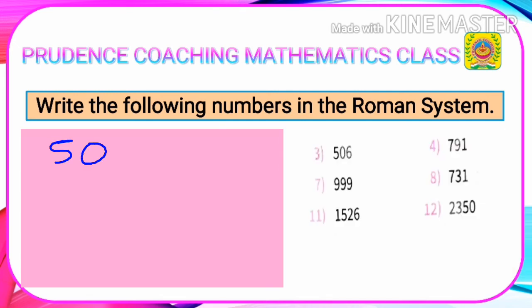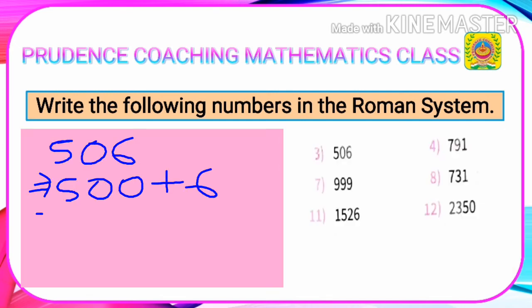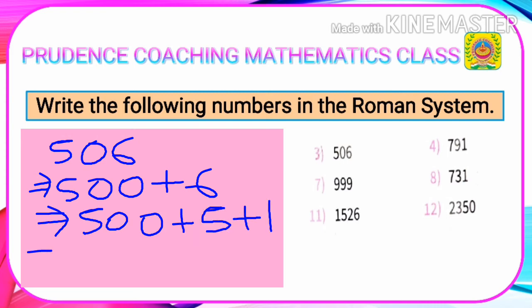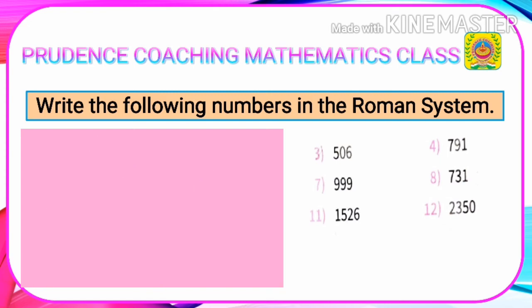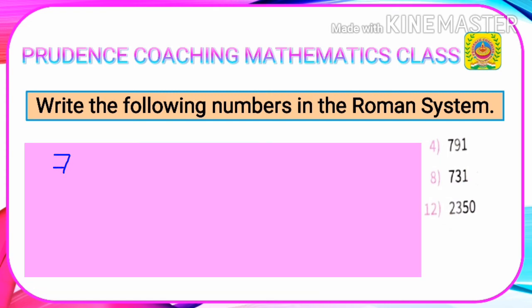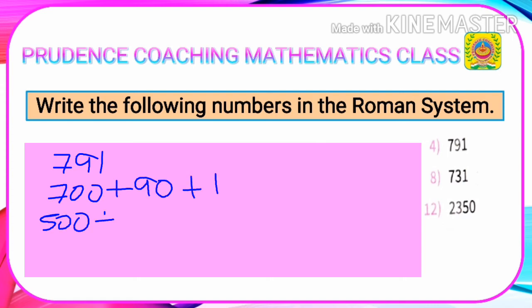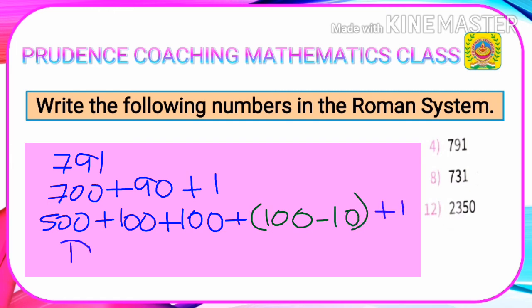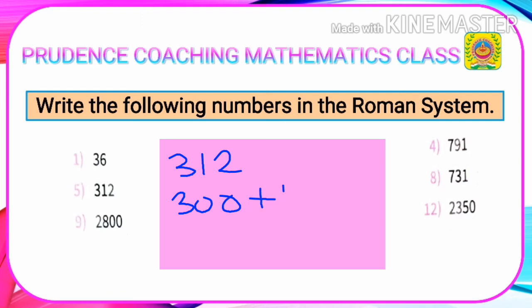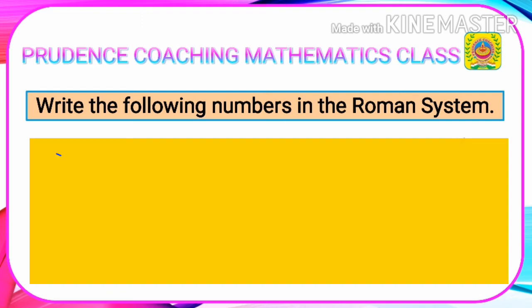Next one is 506. We can expand 506 and write 500 plus 6. We can further expand it as 500 plus 5 plus 1. So it will be DVI. We can write 791 as 700 plus 90 plus 1. We can write it further as 500 plus 200 plus 100 minus 10 plus 1. So we will write D for 500 and for 200 CC, and we will write 100 minus 10 as XC, and we will write I for 1. So 312 will be CCCXII.